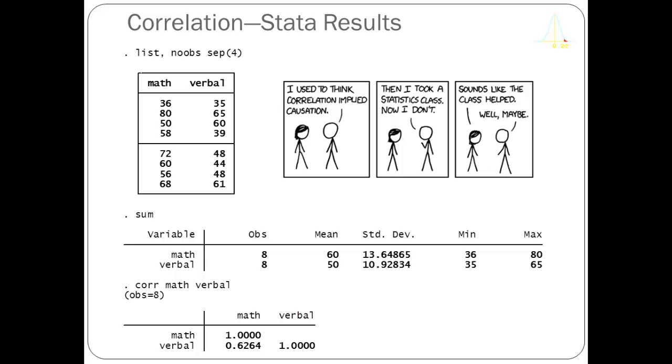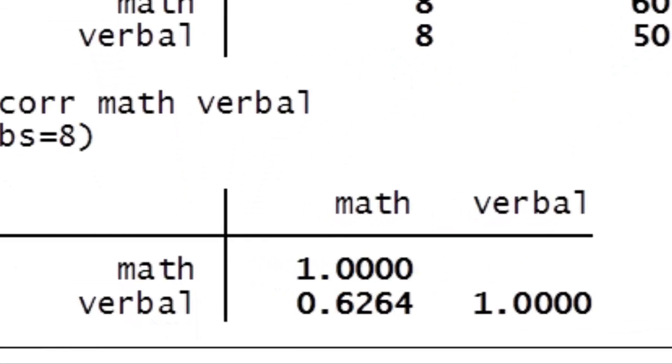Here's what some computer output looks like. I listed the variables math and verbal above, and then I produced some summary statistics. I like looking at the summary statistics. I always think it's useful to know what the mean is and what the variability or the standard deviation is. Down at the bottom is really what the output looks like from a computer package, and it just shows us our little correlation matrix with our correlation here with 4 places of precision of 0.6264, which is consistent with my hand calculations of 0.63.